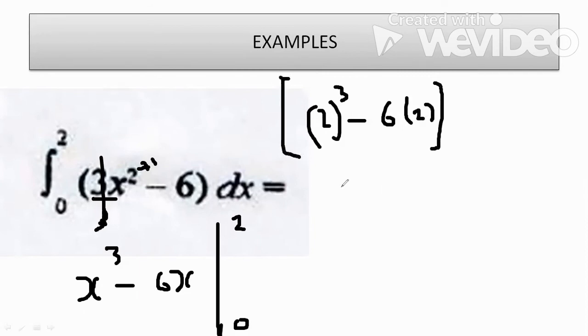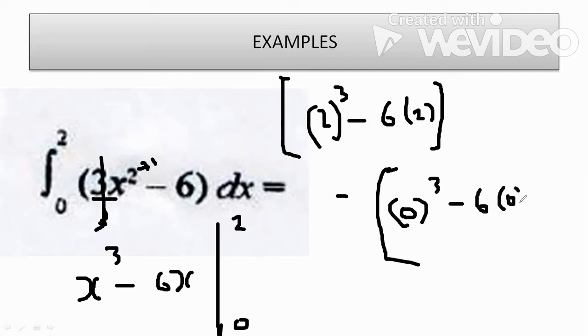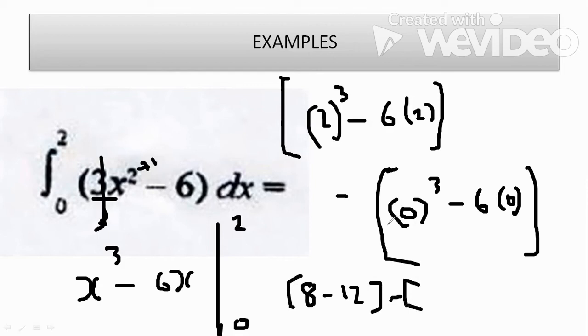All right, now we must be very careful about the other one. Sometimes some students say, well, you know, sir, a 0, so everything cancels out. They're very careful, right? Sometimes it works, sometimes it doesn't. So it's going to be 0 to the third power, subtract 6 times 0. Now 2 to the third is actually what? 8. 6 2s is 12. 0 to the 3 is 0. That will go away. 6 times 0 is 0. So that's just 0.